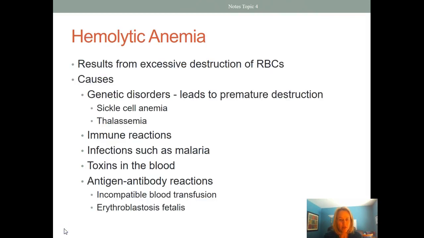Okay, next we have hemolytic anemias, and this results from excessive destruction of red blood cells. There are a variety of causes. There are some genetic disorders, such as sickle cell anemia and thalassemia, immune reactions that attack the red blood cells, infections such as malaria, various toxins in the blood, and then antigen-antibody reactions, such as occurs with an incompatible blood transfusion or with erythroblastosis fetalis, or hemolytic disease of the newborn.